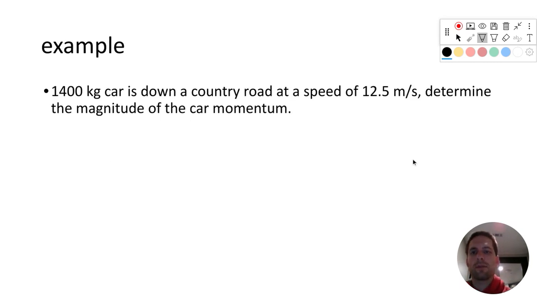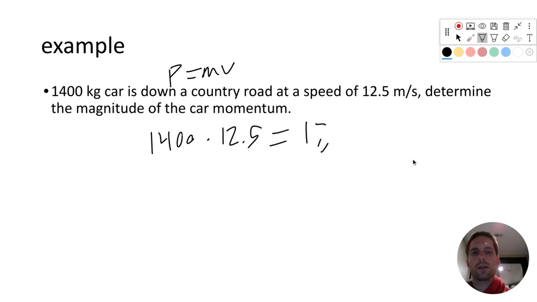Here we have a quick problem, 1400 kilograms times meters over second, because mass times velocity is momentum. So we just multiply them together. I should get 17,500 kilogram meters over second.